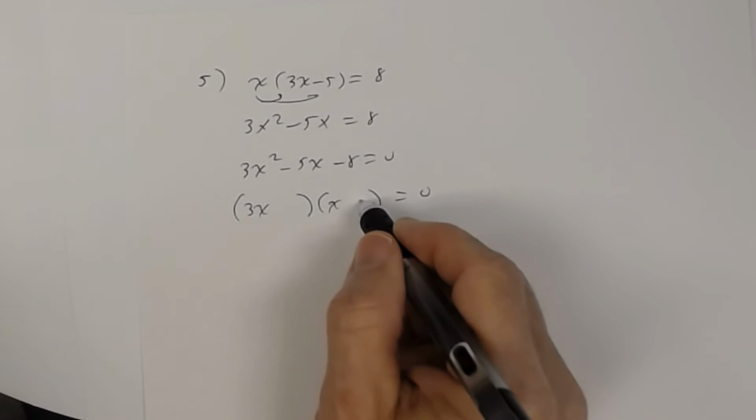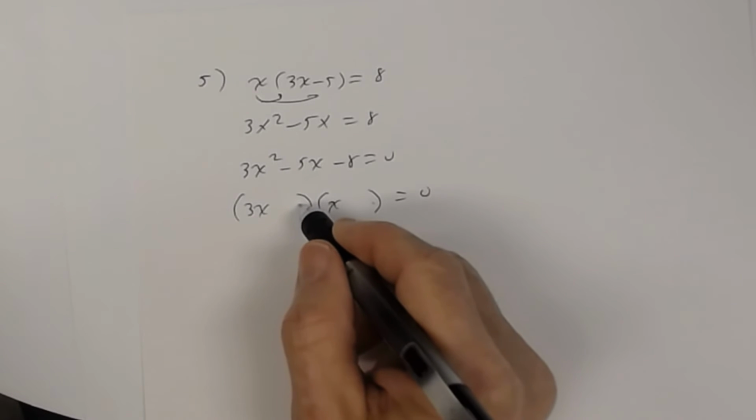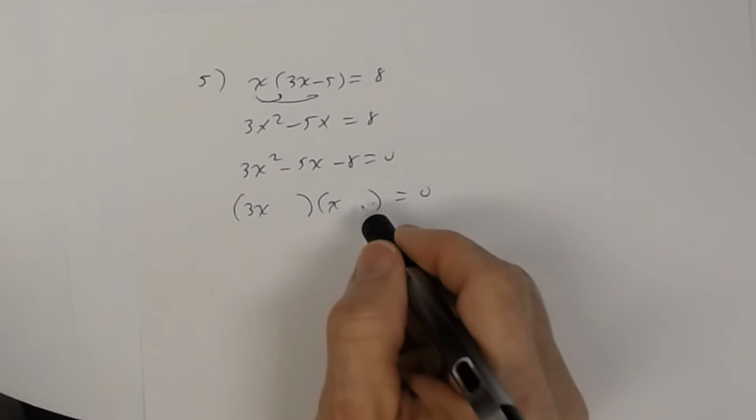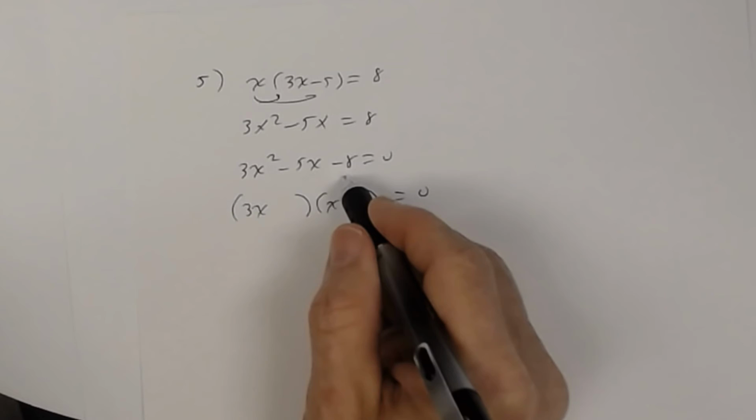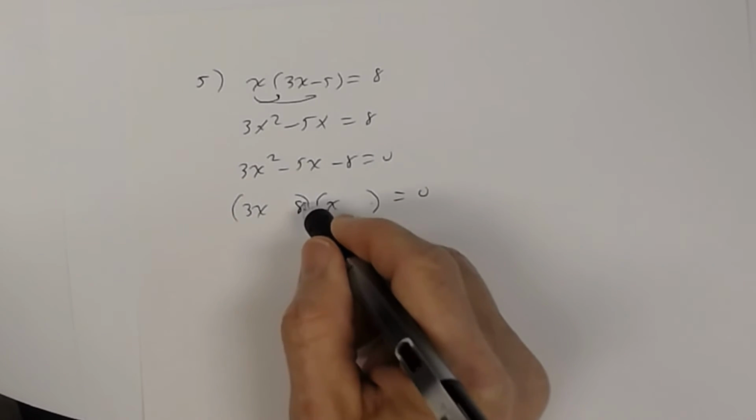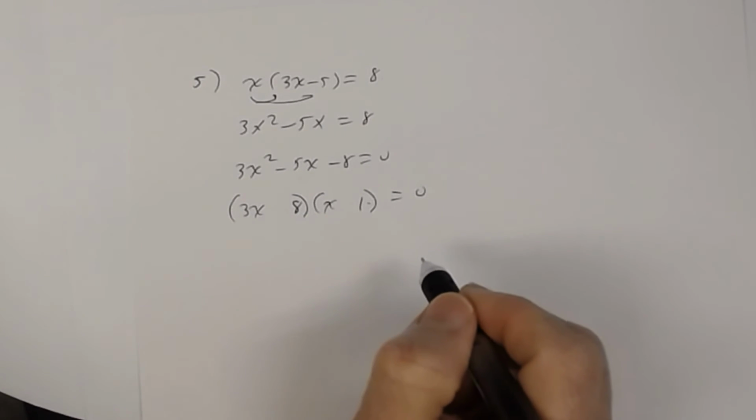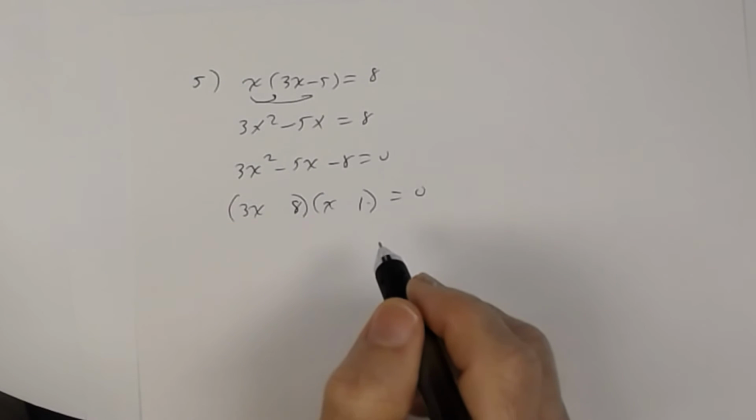It looks like that one works. It would be 8 and 1 then. Let's put the 8 here, the 1 there. So 4 and 2 is not going to work. We have to try 8 and 1.